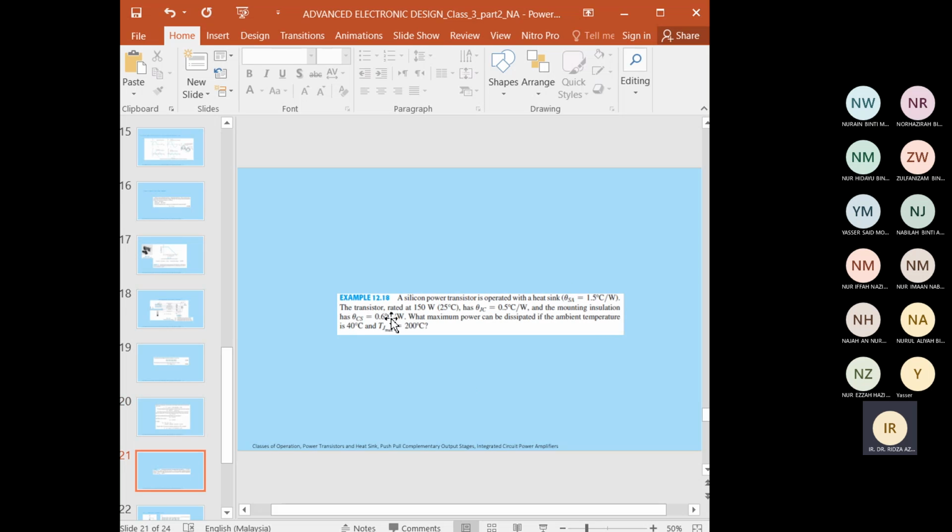Okay, try to calculate this one. Example: a silicon power transistor is operated with a heatsink. The transistor rated 150 watt has a transistor thermal resistance from junction to case, and the mounting insulation has an insulator thermal resistance from case to heatsink. So what is the maximum power that can be dissipated if the ambient temperature is 40 degrees Celsius and the TJ max, the maximum junction temperature, is 200 degrees Celsius.